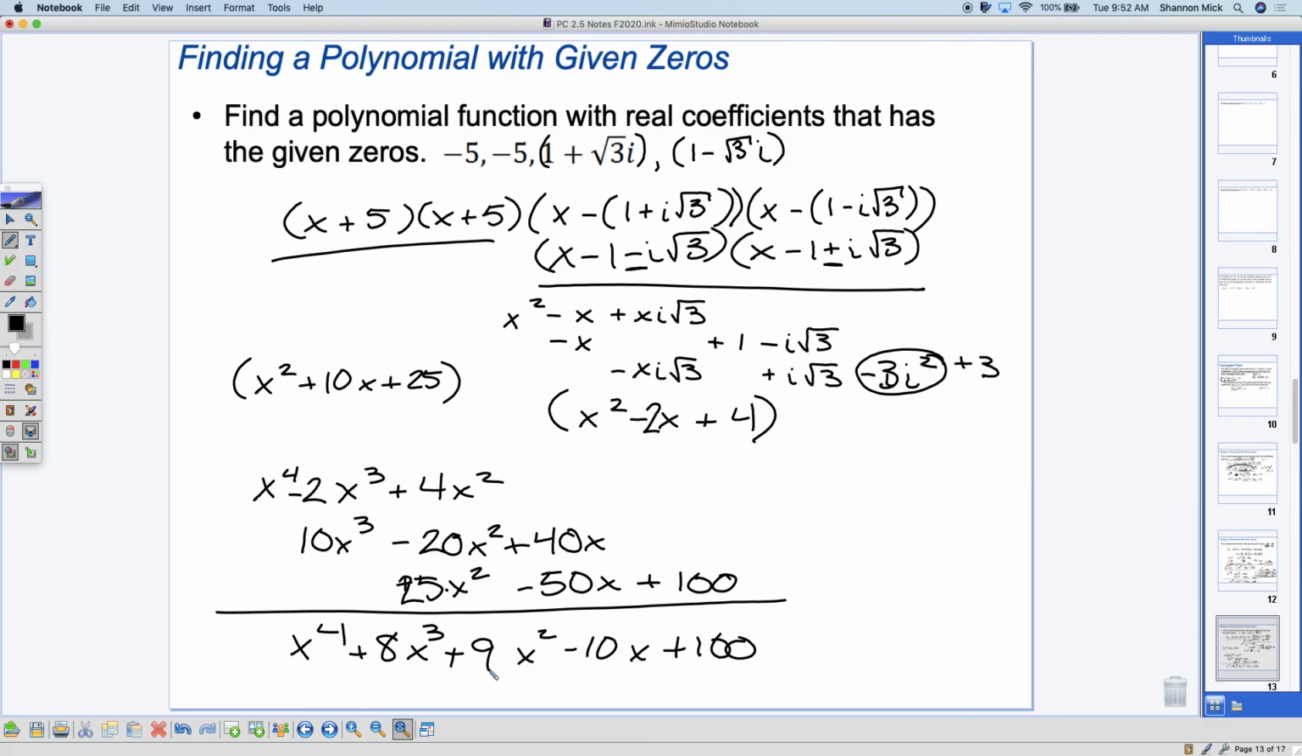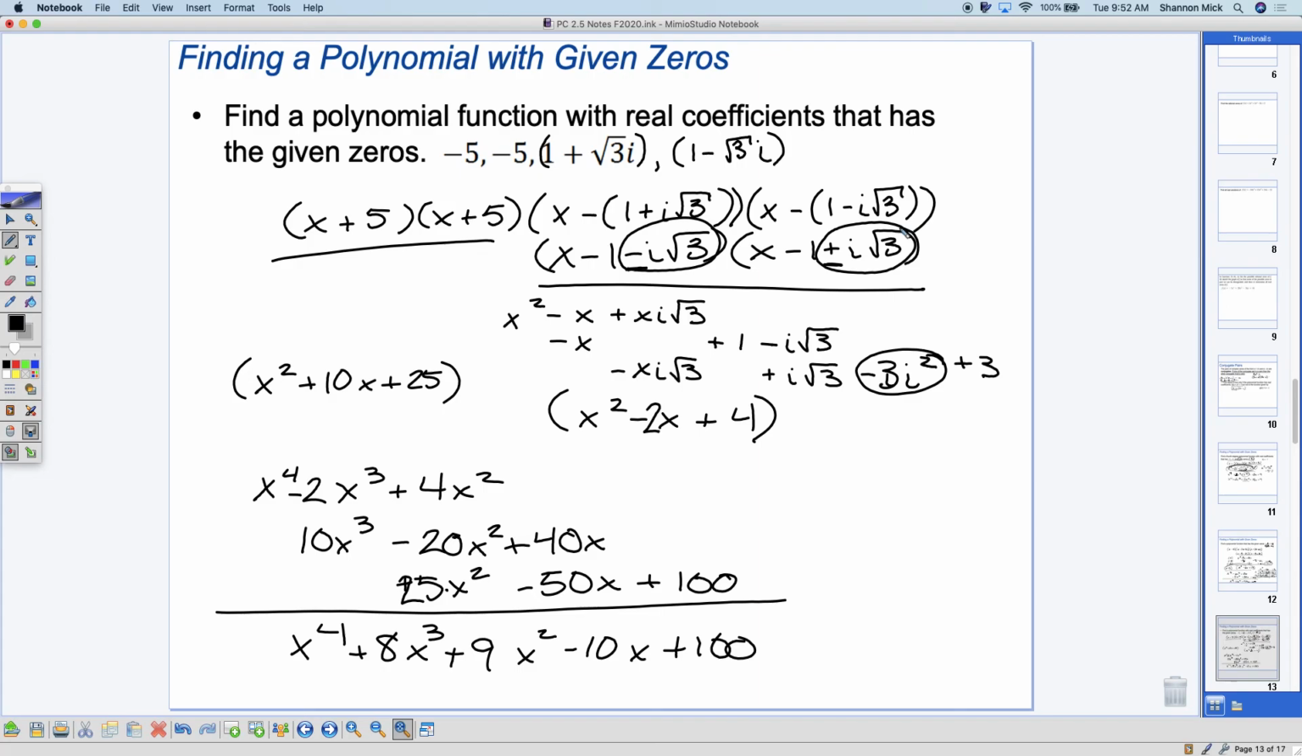Where'd you get negative 3i squared? So I have right here times right here. The square root of 3 times the square root of 3 is what? Square root of 3 times the square root of 3 is 3. And then i times i is i squared.